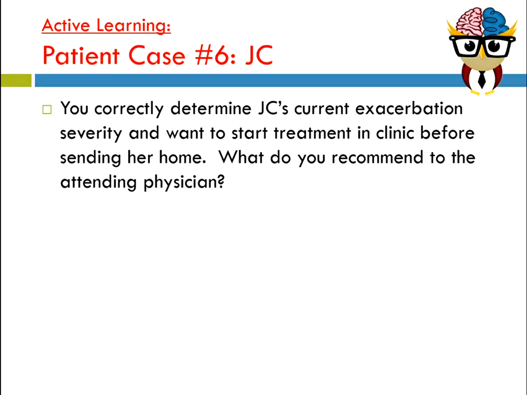4 puffs to 10 puffs every 20 minutes for an hour. 4 to 10 puffs every 20 minutes for an hour. What else? How much? 40 milligrams. 40 to 50 milligrams. And is that a one time? How old is the patient? 16. So with prednisone, what dosing do we pick for her? Children or adult? Children. Good.